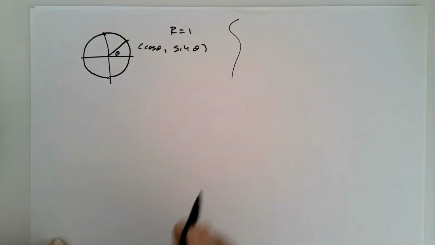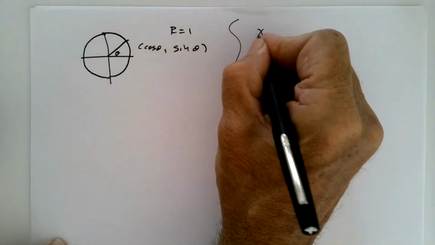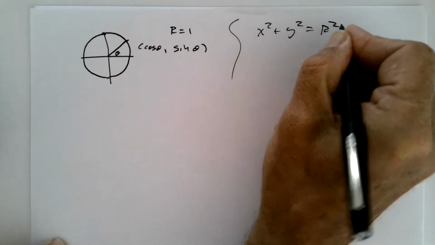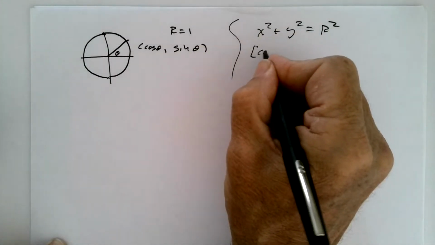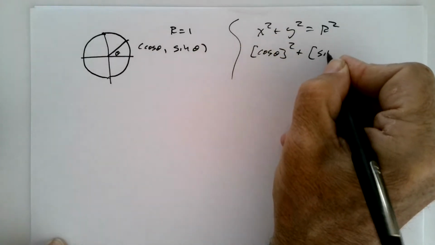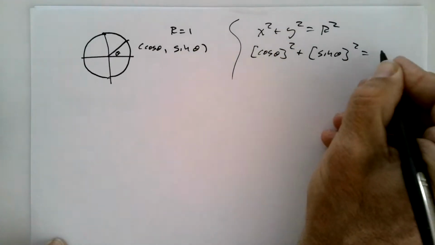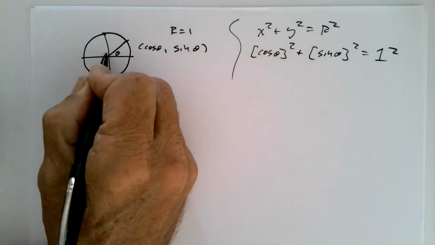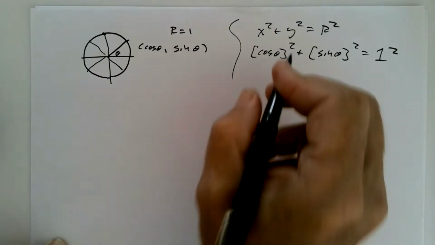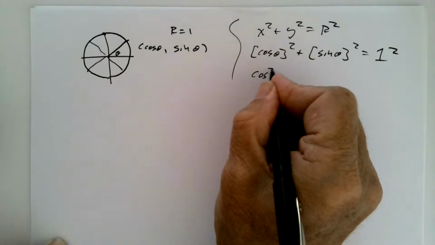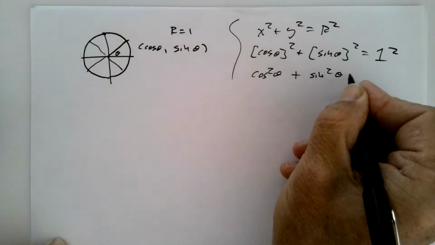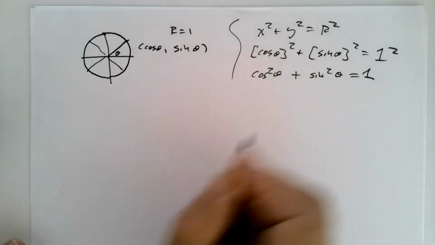Now, what do we know about a circle with radius 1 centered at the origin? It's x squared plus y squared equals radius squared. The x value is cos theta, so cos theta squared, the y value is sine theta, sine theta squared equals 1 squared. Now, again, that's true wherever you are, right? The x value is always cos theta, the y value is always sine theta. So that gives us our favorite identity, our Pythagorean identity. Cos squared theta plus sine squared theta equals 1.